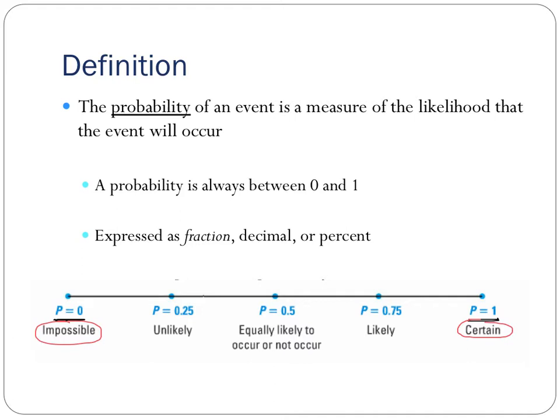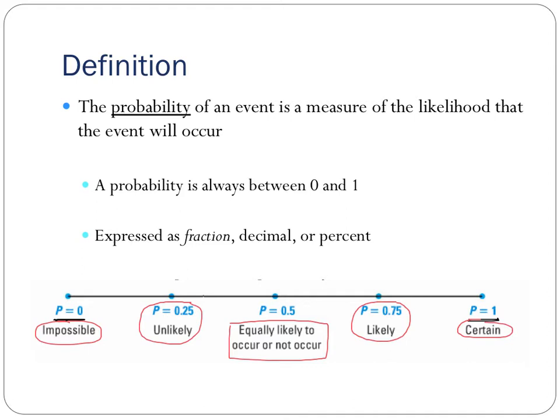So for example, if the probability of an event is 0.25, it's not very likely to occur. That's pretty close to 0. If the probability is 0.75, it's pretty likely. That's close to 1. If the probability is 0.5, it's equally likely to occur or not occur. It's halfway between 0 and 1.